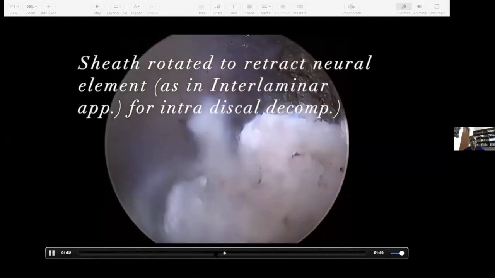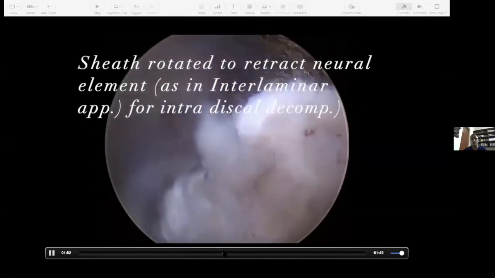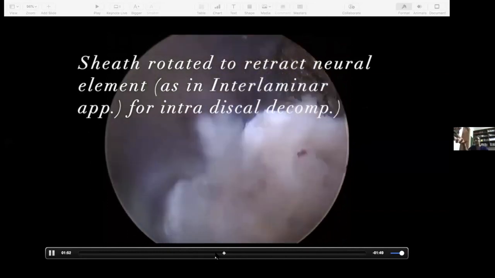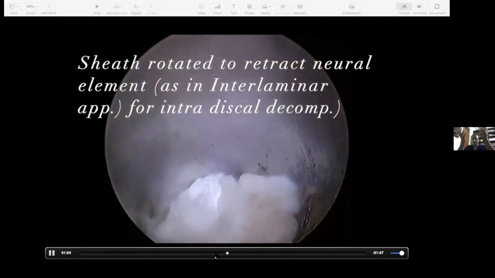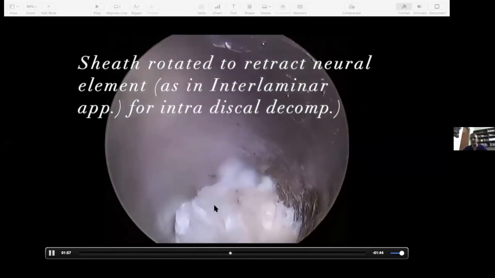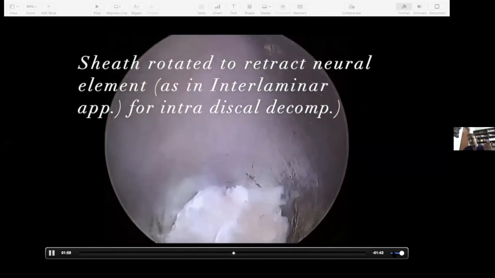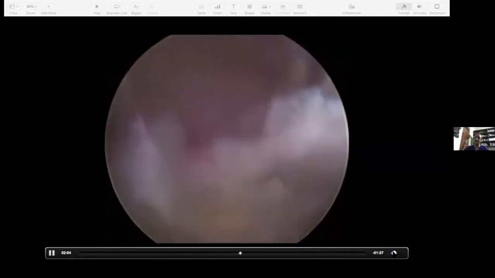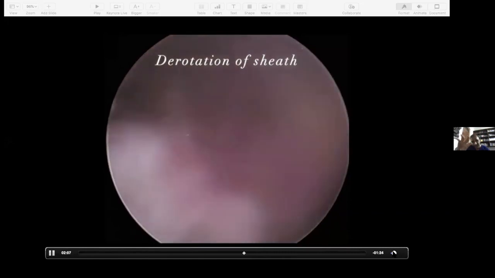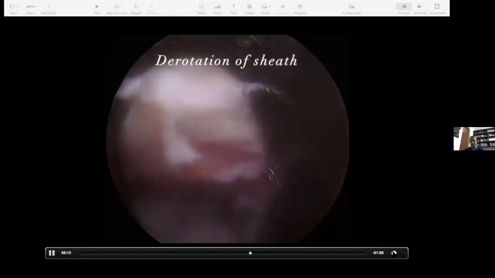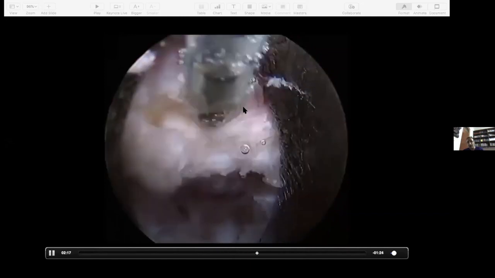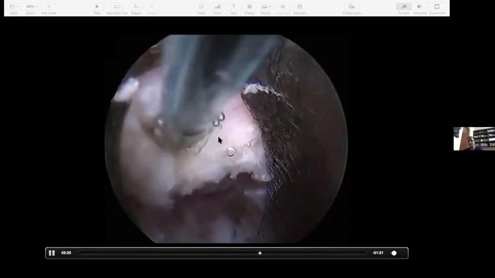Okay. Now, this is an important step that I want to show you. Now, as in interlaminar, I am rotating the sheath to see only the disc. So in this opening, there is only disc. And I can very easily work, I don't need to think that I would be damaging any neural structure. And then again, I am derotating to see the neural structures. And here, this is the epidural fat. This is part of the PLL still, which I would cut.